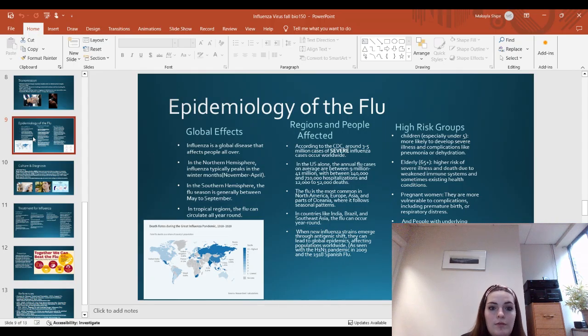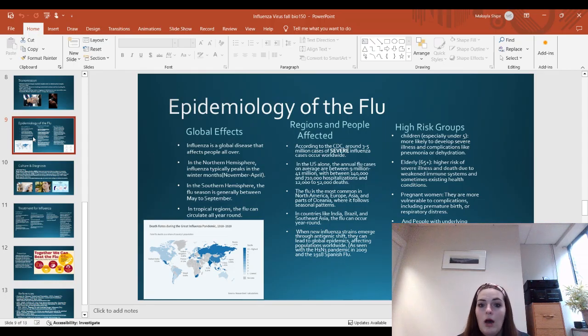In the Southern Hemisphere, the flu season is generally between May to September. In tropical regions, the flu can circulate all year round. According to the CDC, around 3 to 5 million cases of severe influenza occur worldwide. In the US alone, the annual flu cases on average are between 9 million to 41 million, with between 140,000 and 710,000 hospitalizations and 12,000 to 52,000 deaths.